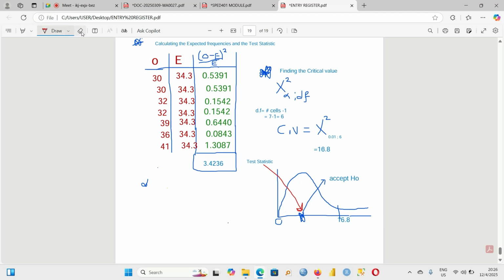So what is our conclusion now? Let's write our conclusion here. It's another stage. Let's make our conclusion. Conclusion. What do we say on conclusion?